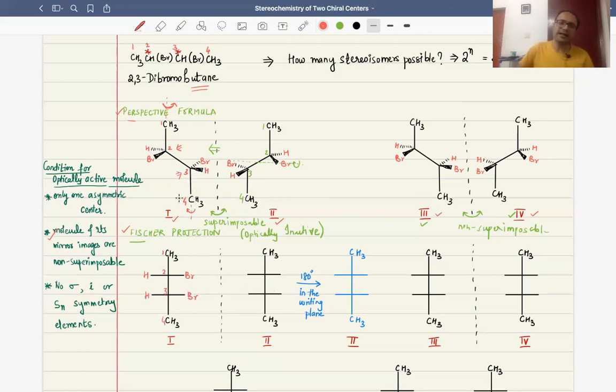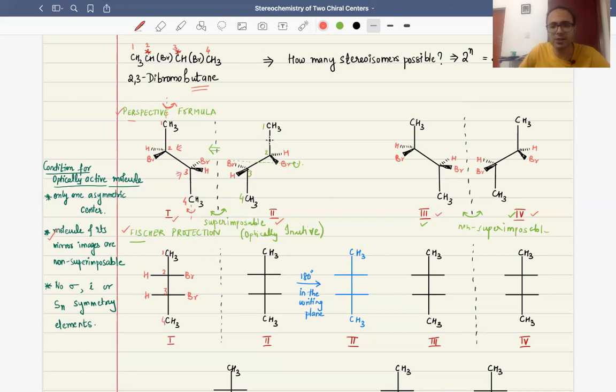Okay, so I can directly convert my perspective formula into a Fisher projection formula. It is done in the same way as you did for the one asymmetric center. When you draw the Fisher projection of the substituents at one stereo center, you consider only that particular stereo center in the perspective formula and try to rotate it and see how the substituents are moving. Once you understand that, accordingly, you put the substituents on the stereo center.